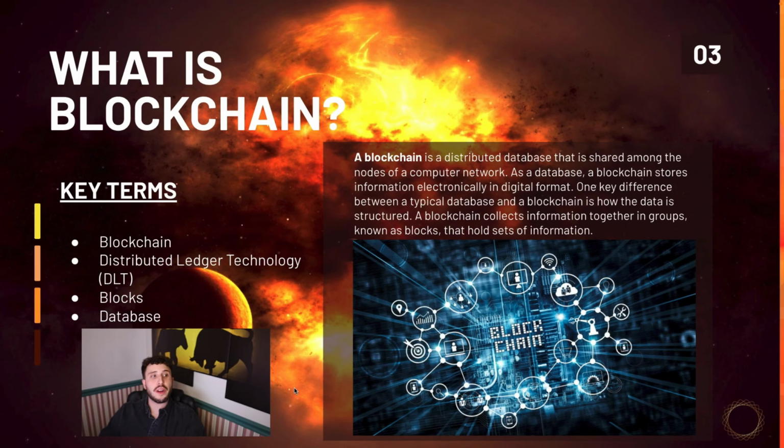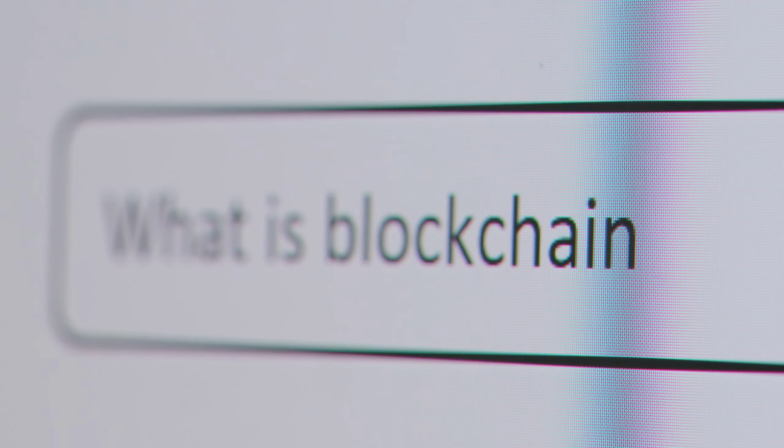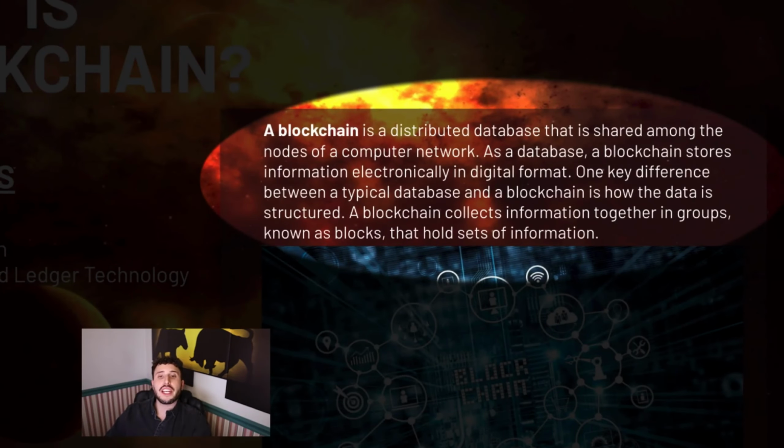In this video, we're going to be going over what is blockchain. So let's start it off with a recap, a synopsis. A blockchain is a distributed database that is shared among the nodes of a computer network. So a distributed ledger, database, same thing. It's a way of checking the assets, liabilities, kind of balancing out the two.